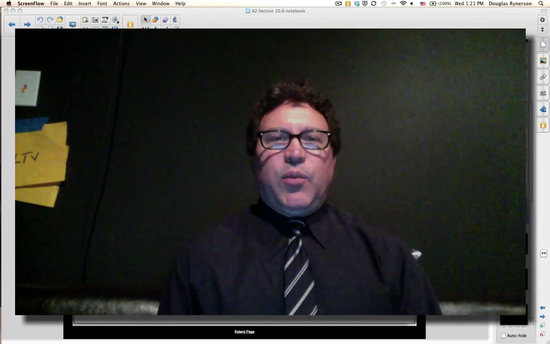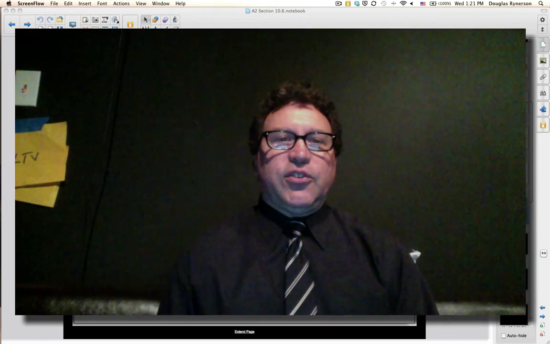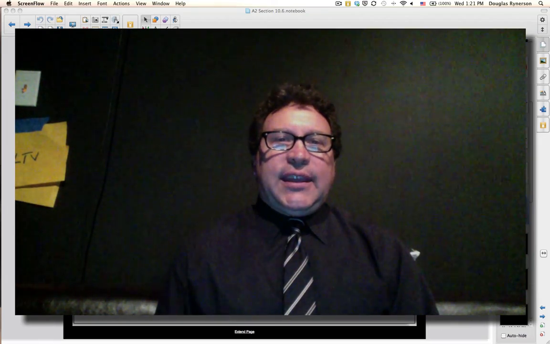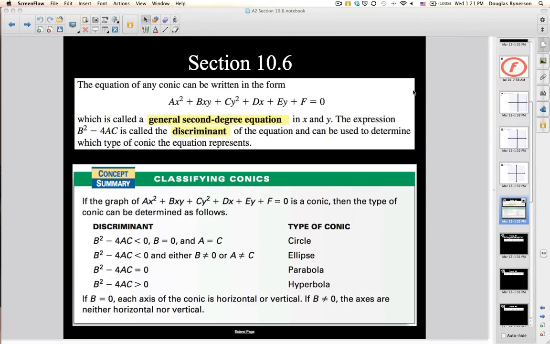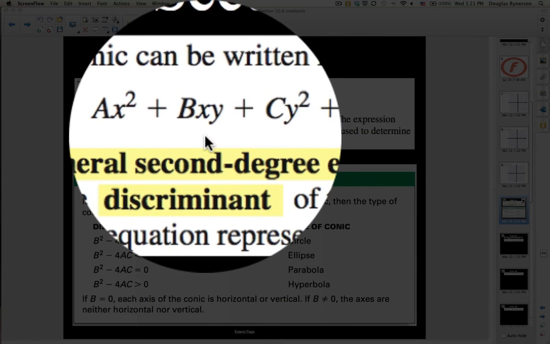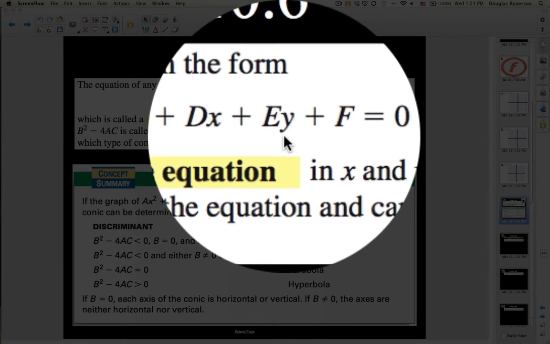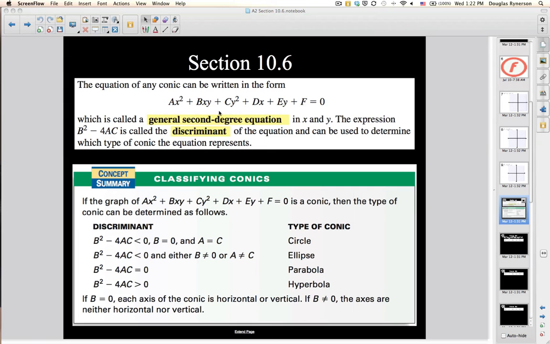So the last remaining bit we have to do with 10.6 is classifying conic sections based on a general second degree equation, and then taking general second degree equations and putting them into standard form of the different conics. So this is a general second degree equation: ax squared plus bxy plus cy squared plus dx plus ey plus f equals 0. And this also has a discriminant like quadratic functions have, and it's also b squared minus 4ac.